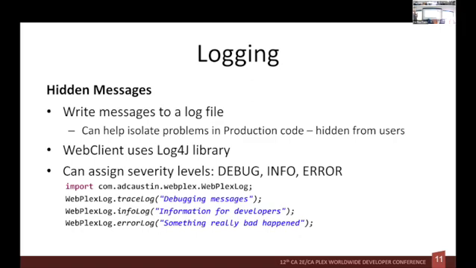WebClient comes with a couple of methods for writing directly to the log file. To add it, you just need a source code object, add an import to the WebPlex log class. And then there's some methods: trace log, which is effectively debug messages, info log, which is just information messages, and then error log, for errors. Anything that you do in here will be written to the log file if your severity levels are set.